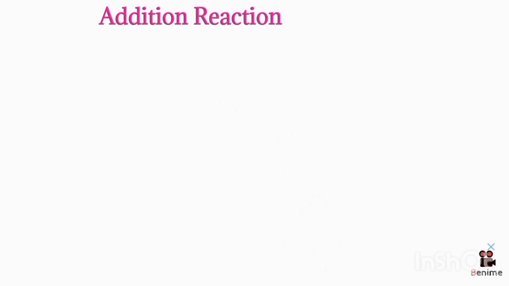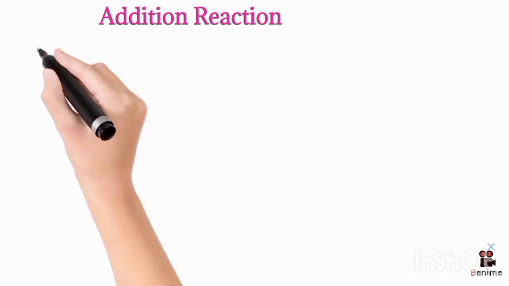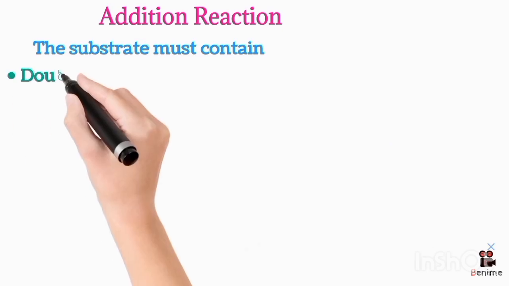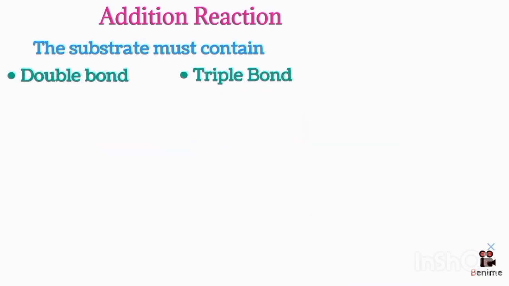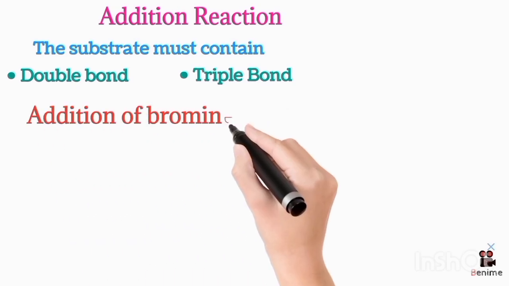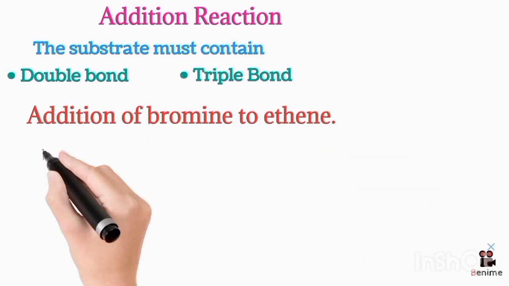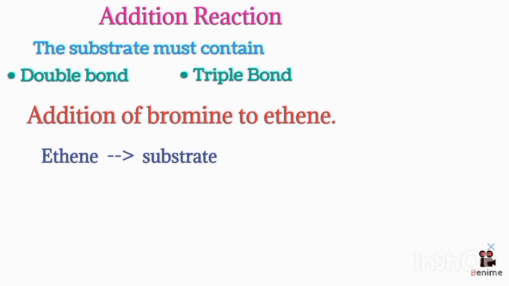Addition reaction. For an addition reaction to occur, the following condition is necessary. The substrate must contain either a double bond or a triple bond. These multiple bonds contain weak pi bonds which can break easily and allow addition of new atoms. For example, ethene contains a carbon-carbon double bond. Now let us discuss an example of addition reaction. A common example is addition of bromine to ethene. In this reaction, ethene acts as substrate, and bromine acts as reagent.